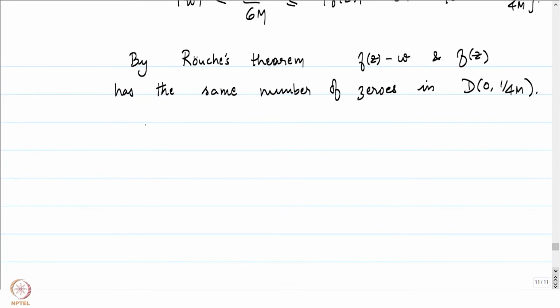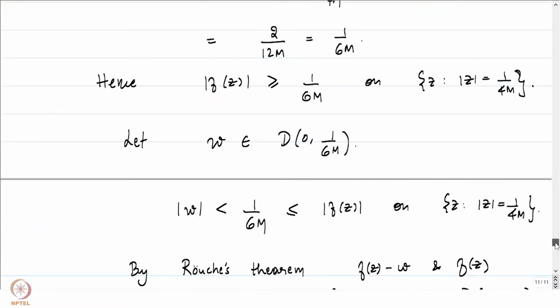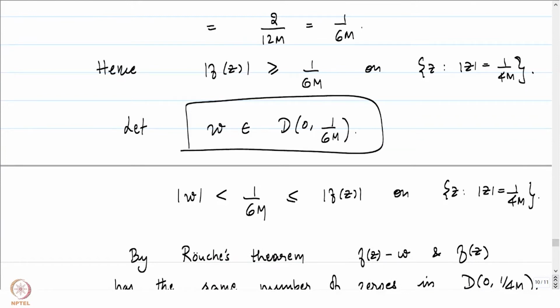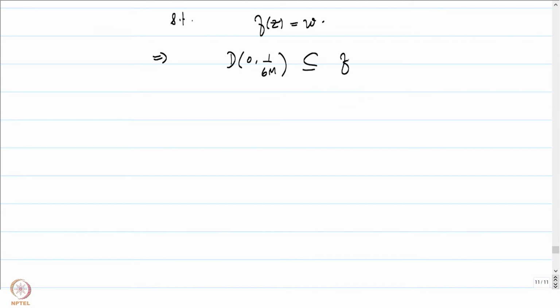And because of that, this tells us that there exists z in D(0, 1 by 4m) such that f of z is equal to w. And since w was picked arbitrarily, it tells us that D(0, 1 by 6m) is contained in f of the disk of radius 1 by 4m. Notice that that is the disk where our w was from. So it is in particular contained in f of D. And that is precisely what we had set out to prove.